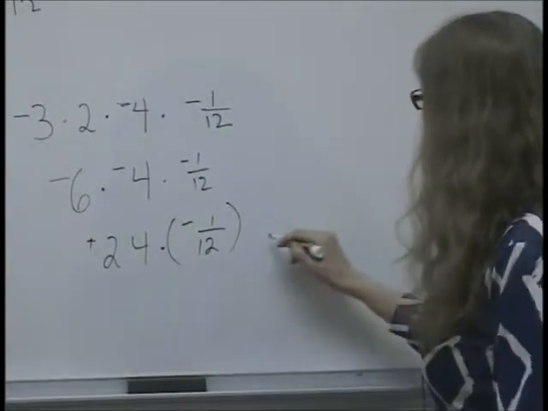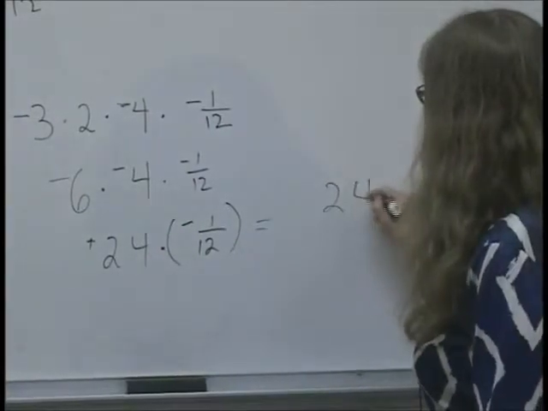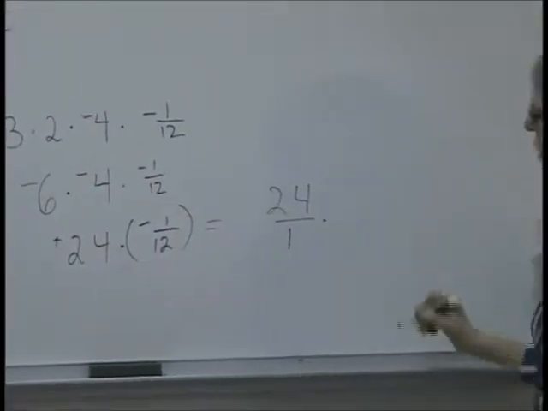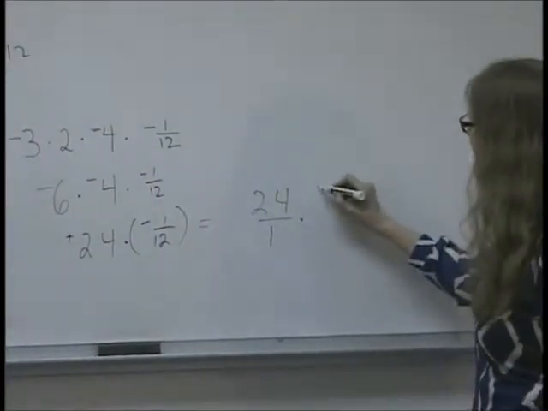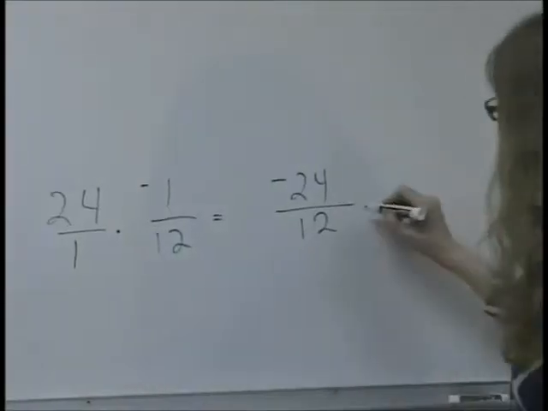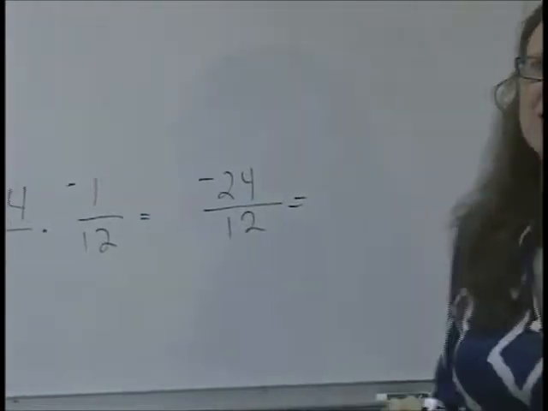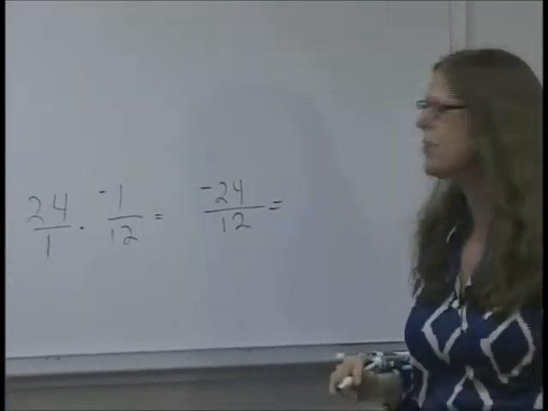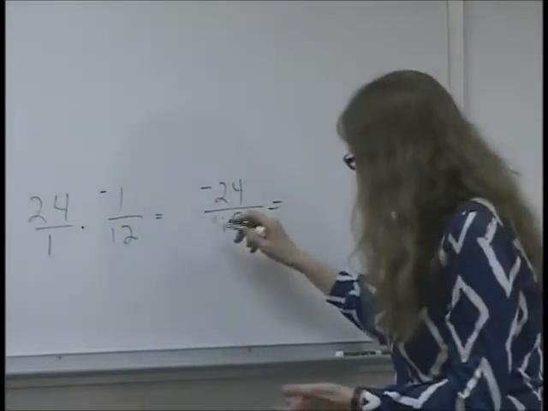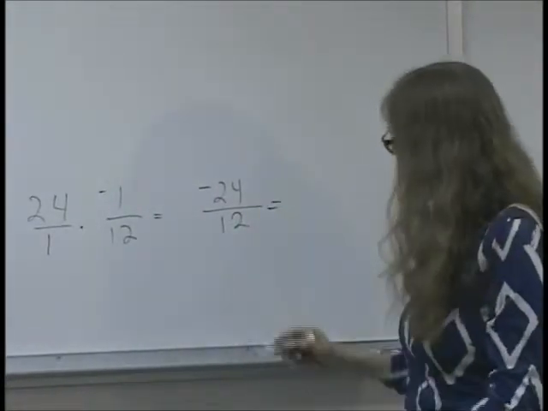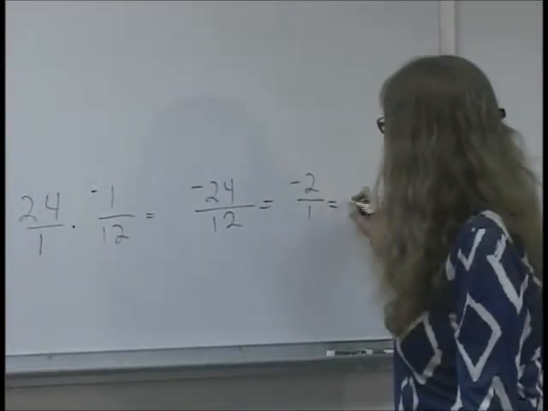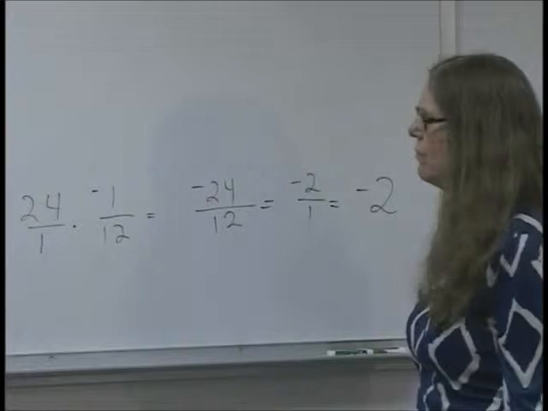Now 24 is the same thing as 24 over 1. So this is the same thing as 24 over 1 times negative 1 over 12. And so this is 24 divided by 12 is 2. If you divide it out, you'll see that. You could also think of it as 12 goes into 24 twice, 12 goes into 12 once. So this is the same thing as negative 2 over 1, which is just negative 2.